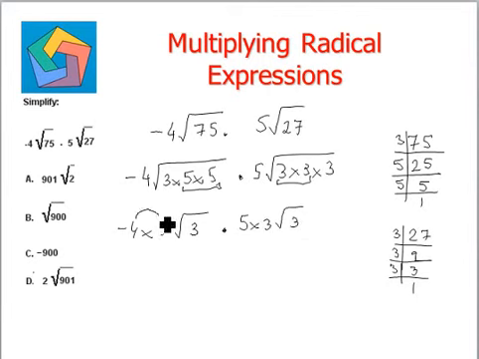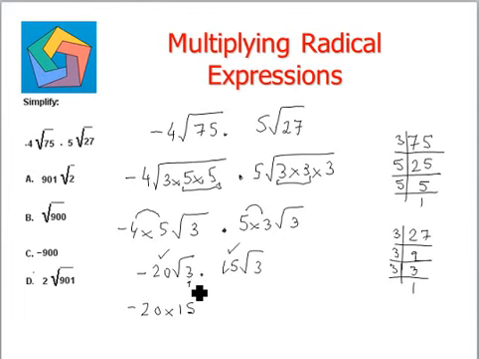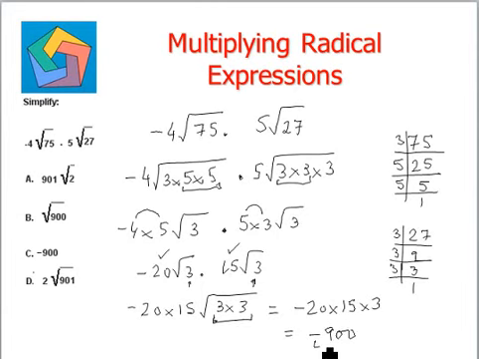Negative 4 times 5 is negative 20 square root of 3, times 5 times 3 is 15 root of 3. Now we'll multiply the numbers outside the radical, that is negative 20 times 15. Inside the radical we'll multiply the two numbers, that is 3 times 3. Now these two 3's combine together to come out as a single 3, so we have negative 20 times 15 times 3, which equals negative 900. This is our final answer and can be seen in option C.